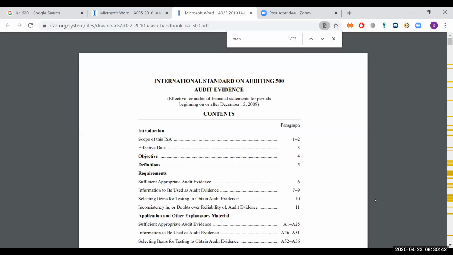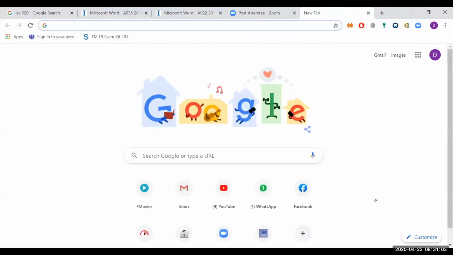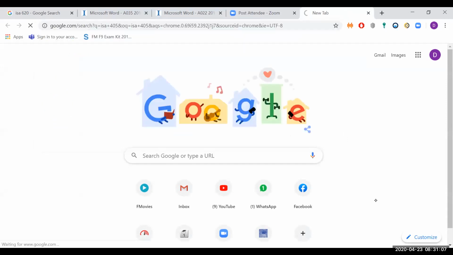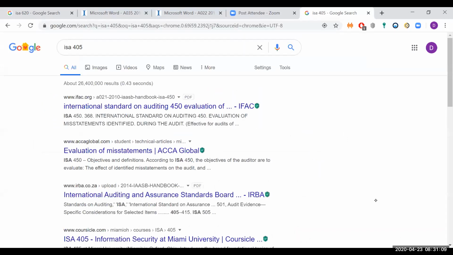ISA 500, I think you have already discussed, is on audit evidence. Hope you still remember. Under the audit evidence, that's where we have the management expert coming in as a source of audit evidence. I'll make reference to that ISA. Then also we have ISA 405, which we are also going to be using.